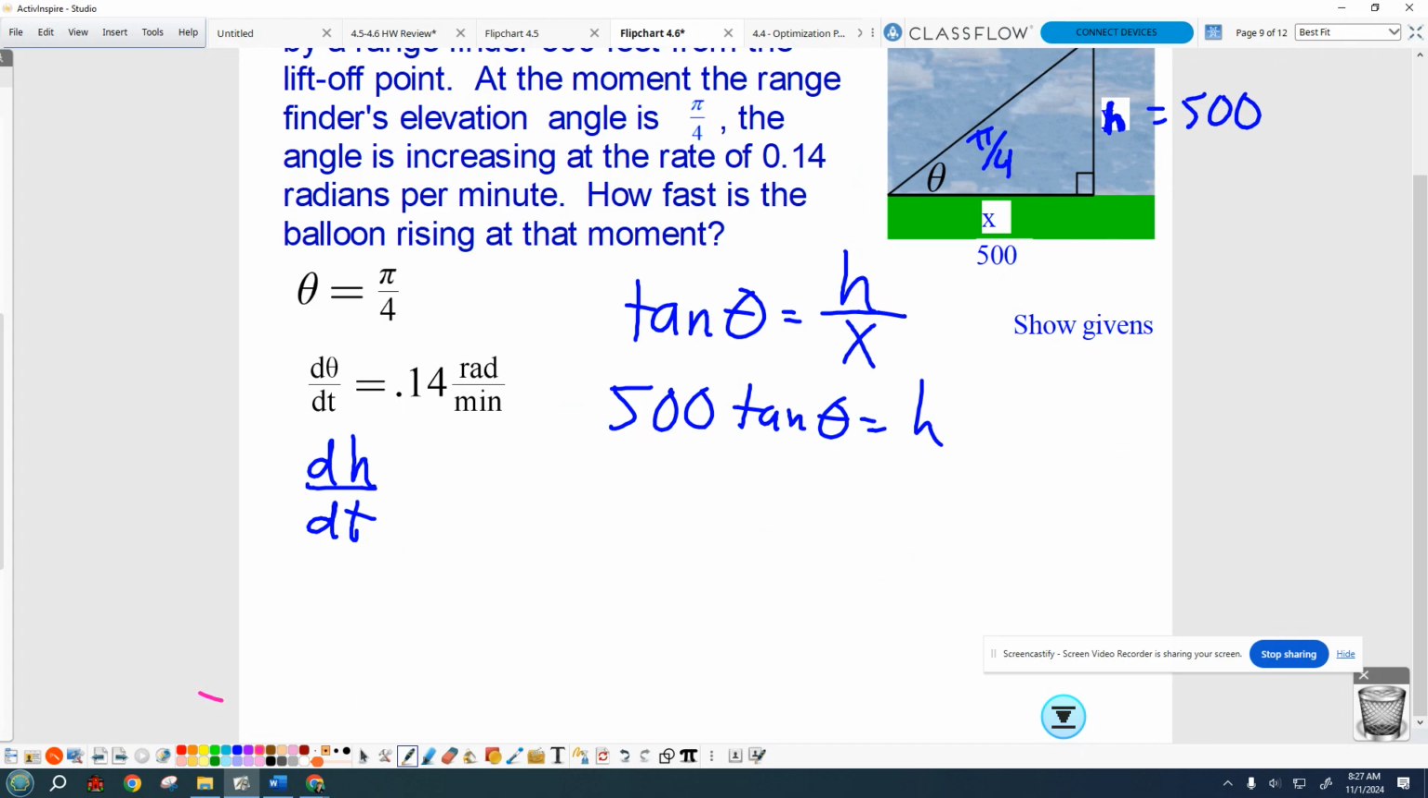How do I do the derivative? We do the derivative of tangent, which is secant squared. Yeah, it's been a minute, hasn't it? Secant squared theta times d theta dt is equal to dh dt over 500.